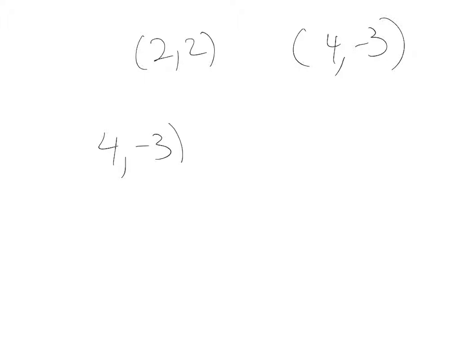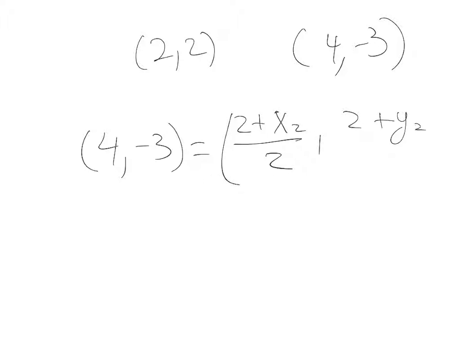We can also use that same logic to work backwards. Let's say we have one endpoint of (2, 2), and we know our midpoint is (4, -3). The question is, can we find that other endpoint? We can. We set up this equation. (4, -3) is going to be equal to x1, which is 2, plus x2, which we don't know, over 2, and y1, which is 2, plus y2, which we don't know, over 2. And we can solve for each variable.